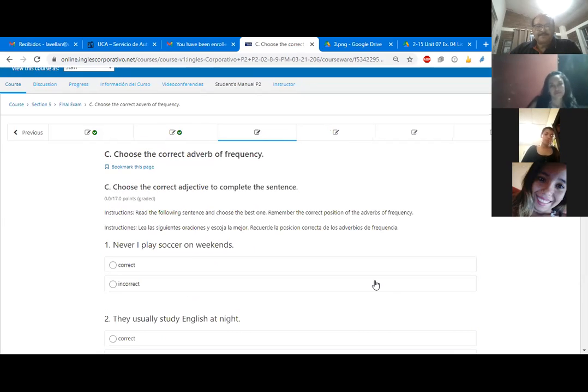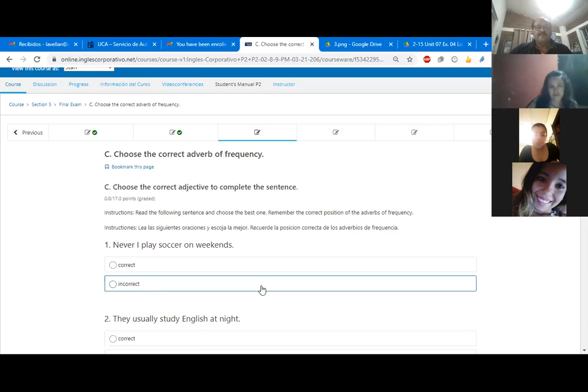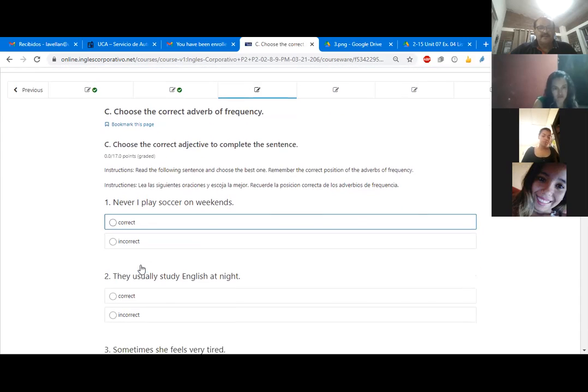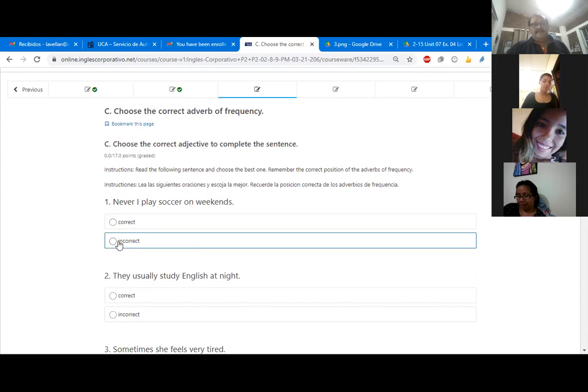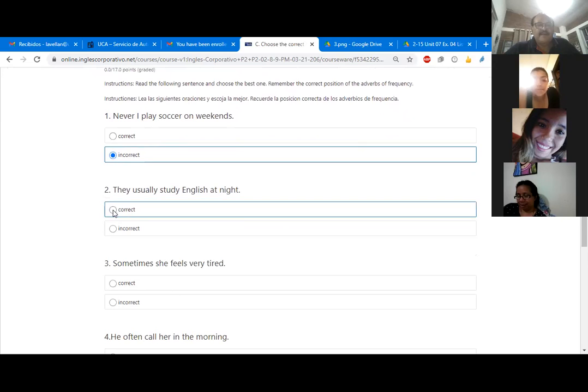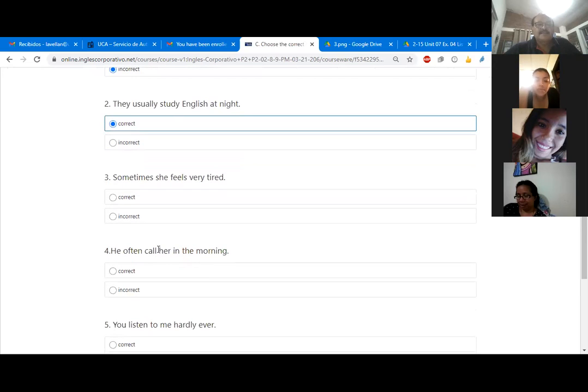Okay, the next one is choose the correct adverbs of frequency. This is what we were checking. It says read the following sentence and choose the best one. Remember the correct position of the adverbs of frequency, their positions. Okay, never I play soccer on weekends. Is that correct or incorrect? Incorrect. They usually study English at night. Correct. Sometimes she feels very tired.